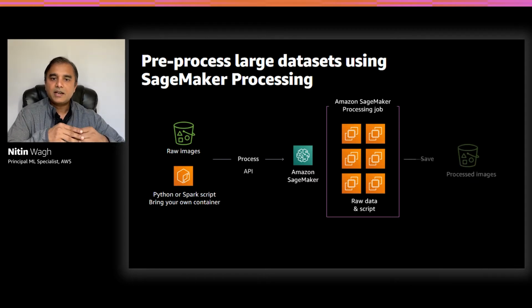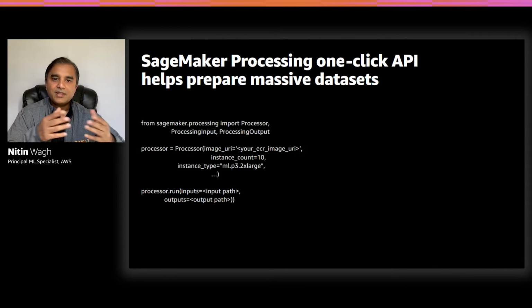Now, processed data is then stored back into your Amazon S3 bucket, and instances are terminated. And you only pay for the time the processing job ran, and it is billable by seconds. So here's a sample example of a one-click API where you can bring your own script or container, select the type of instance, and provide input and output location. And then SageMaker takes care of launching instances using single node or distributed processing.